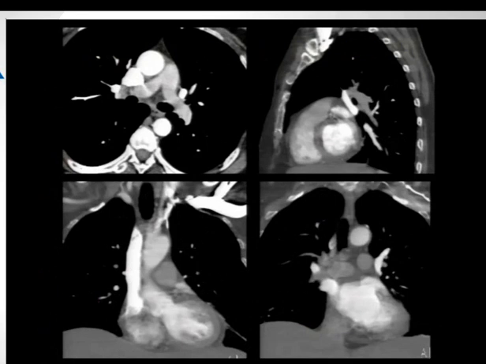And here's an example of this sort of situation where you have increased opacification within the aorta, the left atrium, and the pulmonary veins. And all you do then is have the patient breathe in quiet respiration, and that will alleviate that particular pitfall.